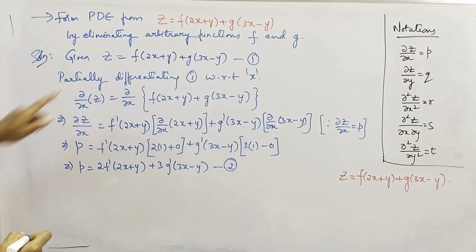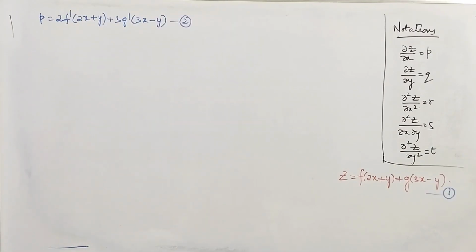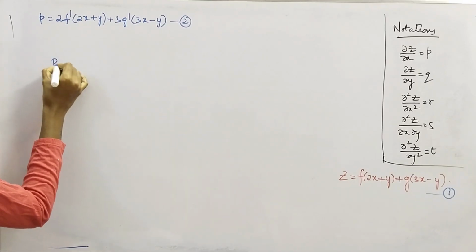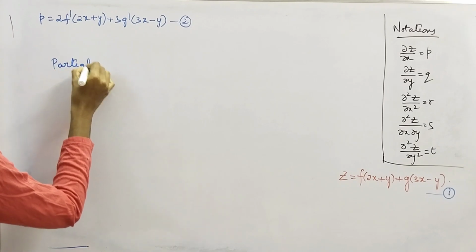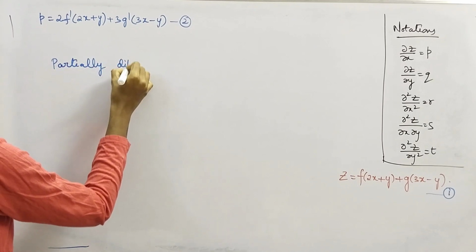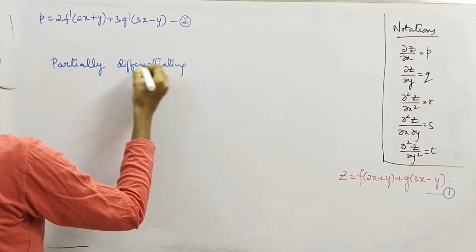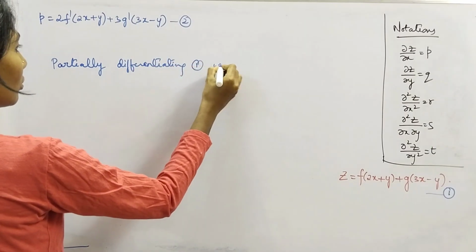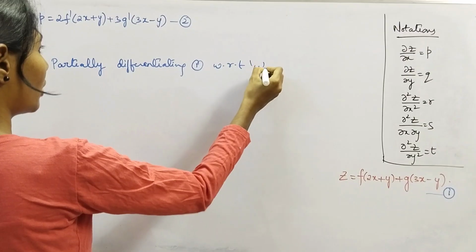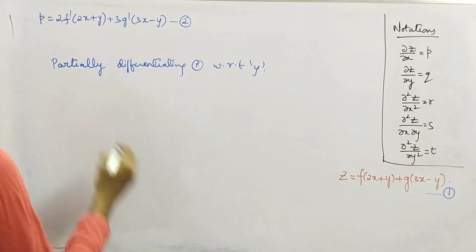Now let's partially differentiate 1 with respect to y. Partially differentiating 1 with respect to y. Just apply dou by dou y on both sides of 1.